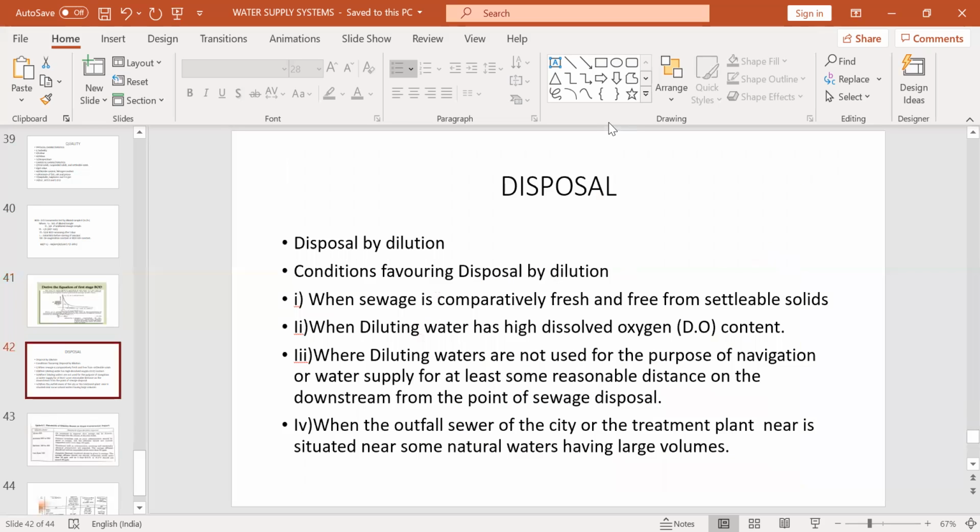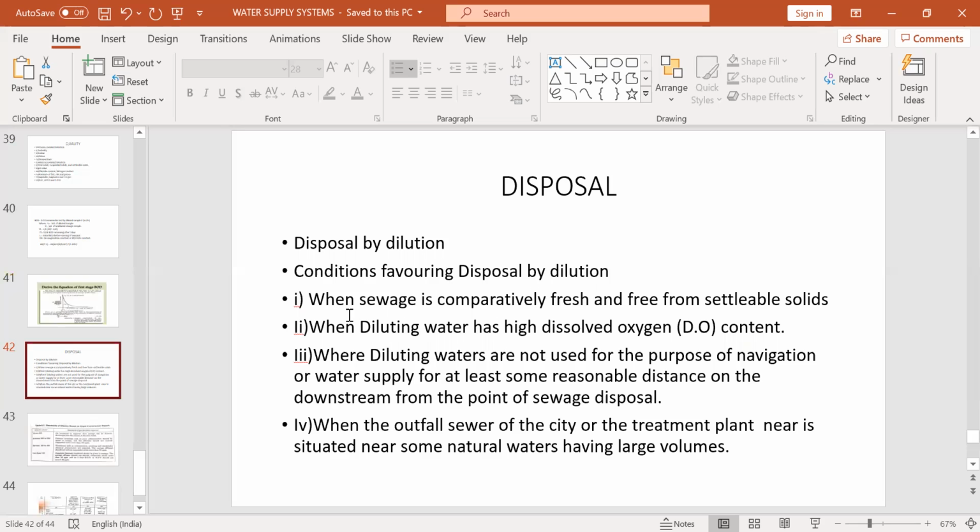Now, disposal. The disposal is done in various ways. The conditions favoring disposal by dilution. Disposal by dilution means you can dispose the sewage directly into rivers or any water body or ocean, whatever water body it may be. What are the conditions favoring the disposal?